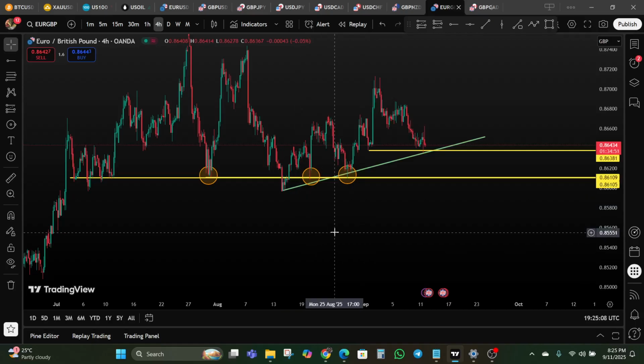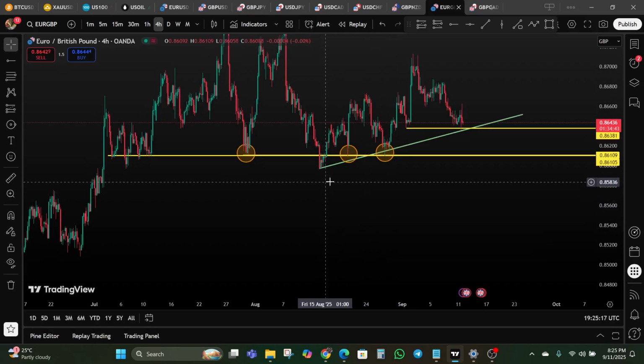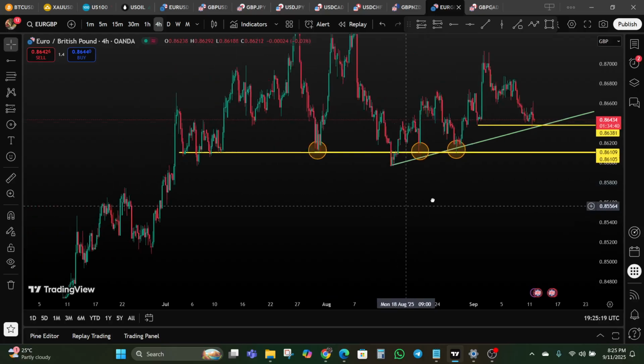And of course on higher time frames, order blocks are even more powerful because they represent institutional footprints on a larger scale. So when price revisits an order block zone, it often signals the beginning of a swing.